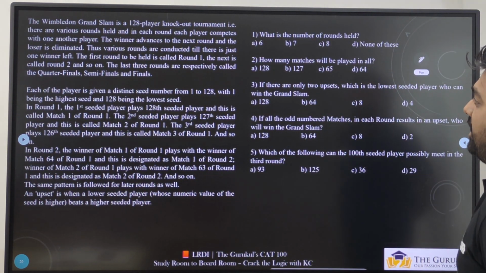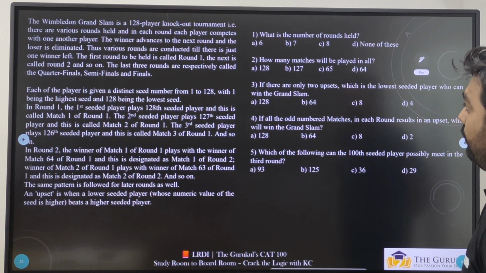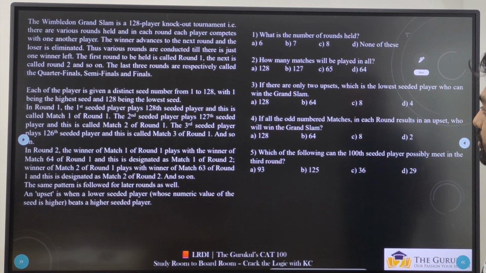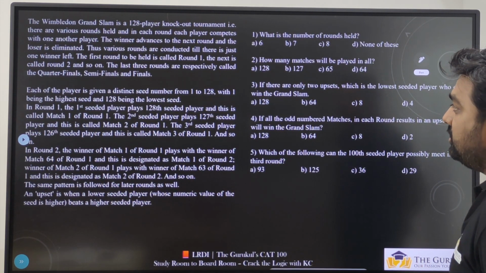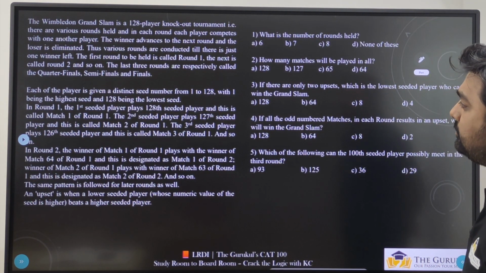The Wimbledon Grand Slam is a 128 player knockout tournament, that is, there are various rounds held and in each round, each player competes with one other player. The winner advances to the next round and the loser is eliminated. Thus, various rounds are conducted till there is just one winner left. The first round is called round 1, the next round is called round 2 and so on. The last 3 rounds are respectively called quarterfinals, semifinals and finals.